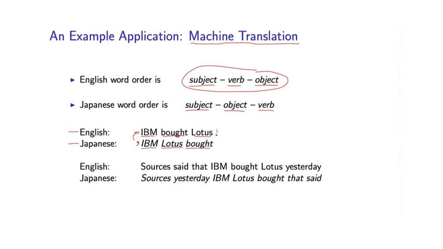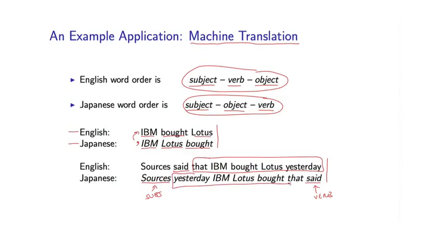Again, this is a very simple example, and so this might seem like a trivial problem, but things quickly get out of hand when we have longer sentences. So here's an example. The English here is sources said that IBM bought Lotus yesterday. And you can see that everything's scrambled, following this kind of word order. So said is now at the end of the sentence. I have sources, this is the subject. And I have the verb now at the end of the sentence, whereas it was in the second position in English. And then if I look at this subclause here, that's basically been translated as this paraphrase down here.